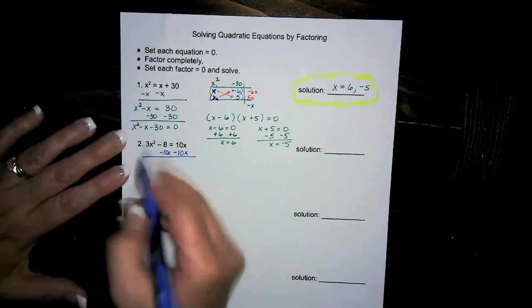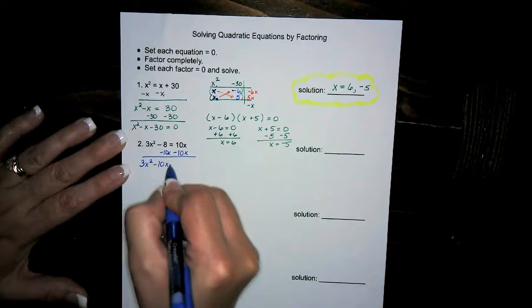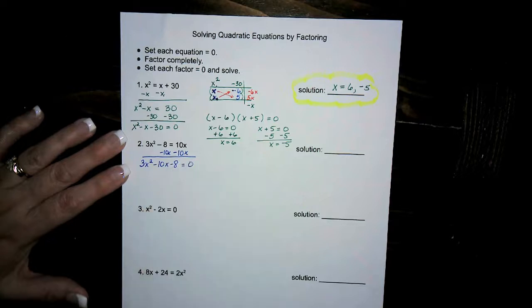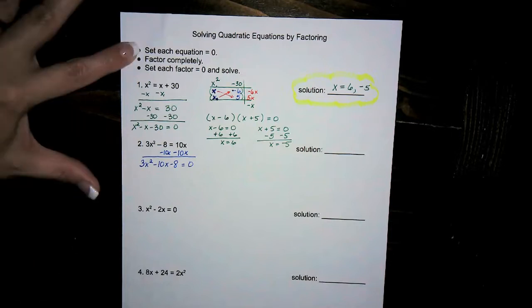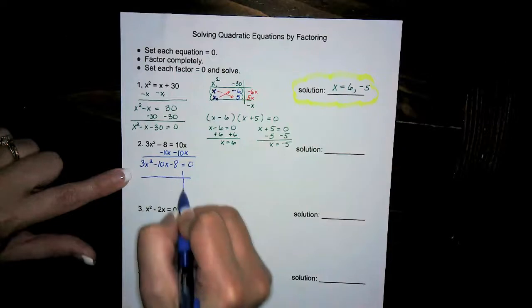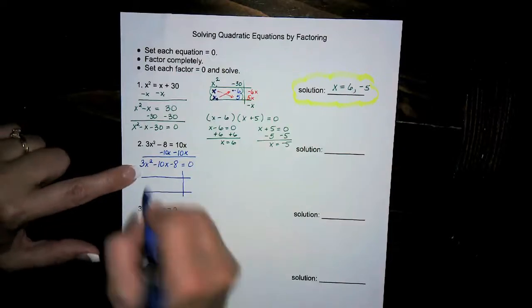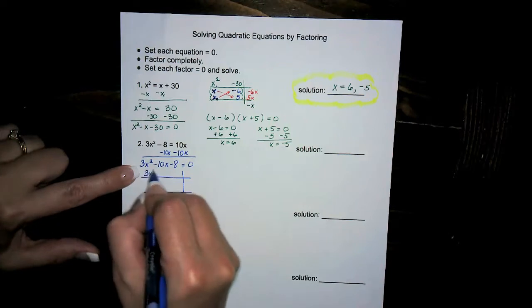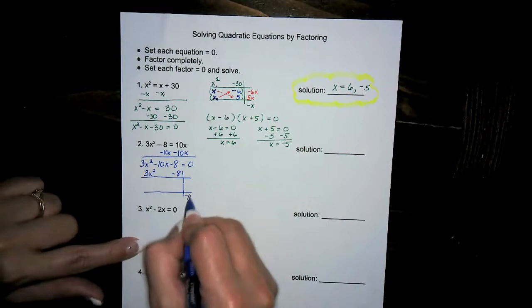Remember, you can't subtract these because they don't have the same variables or the same exponents. And now we're ready to factor because we've got them all equal to 0. So this one's a little bit different because of that 3 in front of the x squared, but we get to put them in the same places, okay? So I'm going to put the 3x squared here. I'll put the negative 8 there, and then that negative 10x is going to go here.